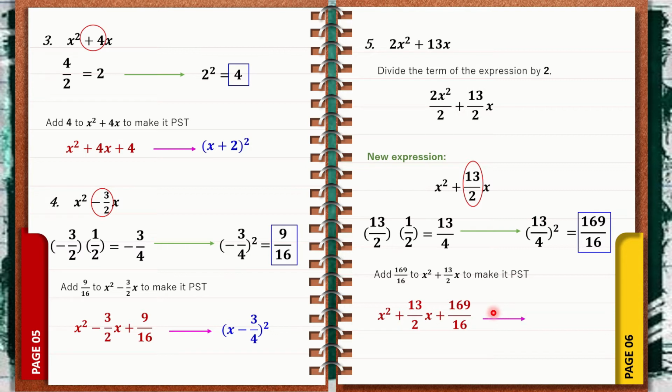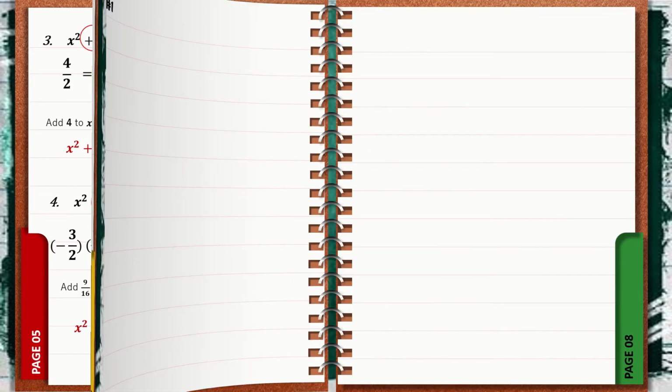So, to factor that, we will obtain the square of x plus 13 over 4. That's it. So, that is how we make a given expression a perfect square trinomial. So, this time, we will now move on to solving quadratic equations by completing the square. So, example number 1: solve x squared plus 6x plus 8 is equal to 0 by completing the square.